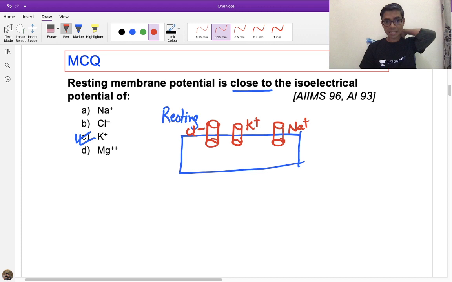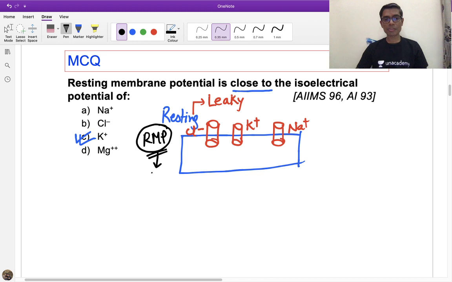In resting membrane potential, most of the mammalian cells contain all these three types of ion channel. And because these ion channels are open in resting condition, they are known as the leaky ion channels. Now, when all three types of ion channels are open, RMP will be contributed by all these three types of ion channel. But the question is, RMP is maximally contributed by which ion channel?